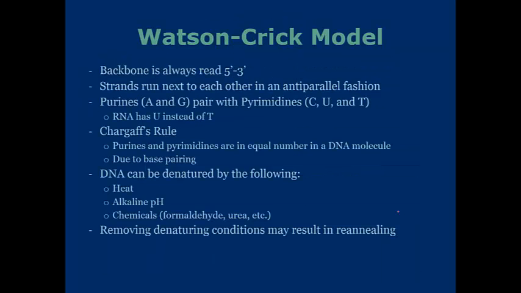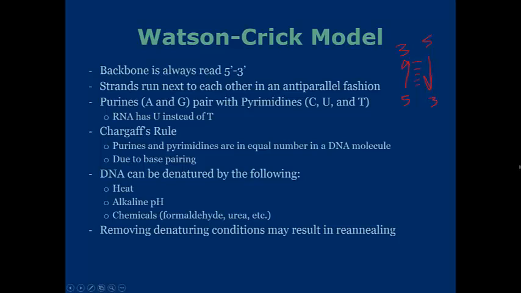The structure of DNA was discovered by Watson and Crick several years ago, which is why we use the Watson and Crick model when we model DNA. It simply states that the backbone is always read 5' to 3'. Strands run next to each other in anti-parallel fashion. What that means is that if one side is running from 5 to 3, the other side has to be running in the opposite direction, like so, when they pair up.